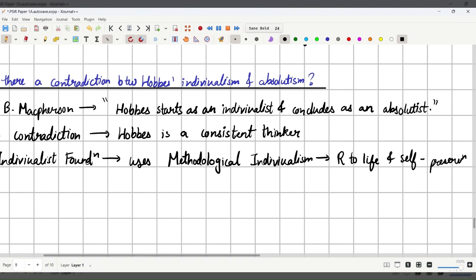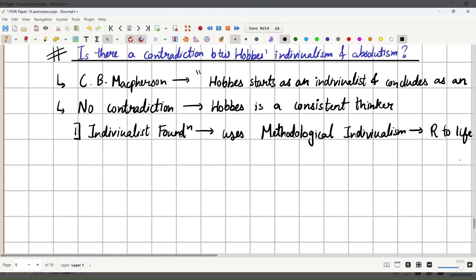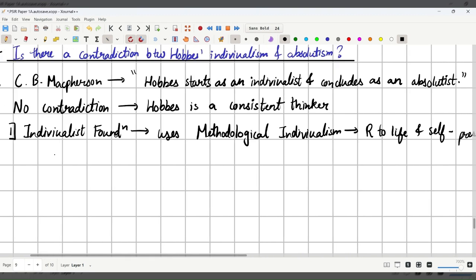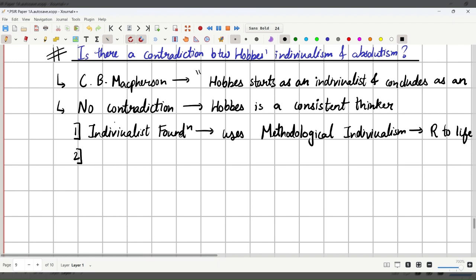then so basically the state is not a natural institution but rather an artificial creation built solely for the individual's right to life and self-preservation. Okay, but he also gives the right to resist. Okay, So first, absolutist conclusion.